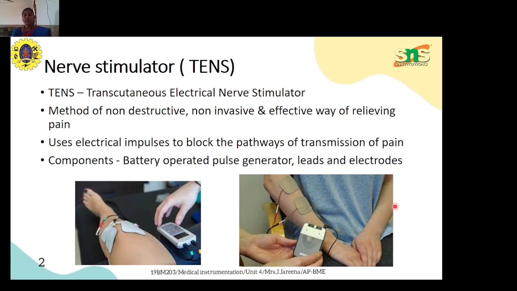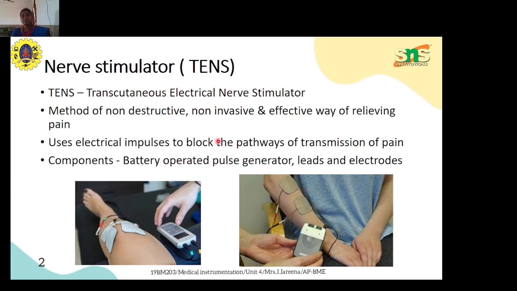Hi guys, in today's class we are going to discuss a very interesting topic, which is a nerve stimulator. We also call it TENS. TENS is nothing but a transcutaneous electrical nerve stimulator. So here I have mentioned the transcutaneous electrical nerve stimulator.